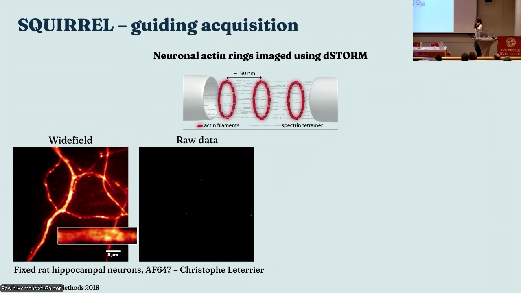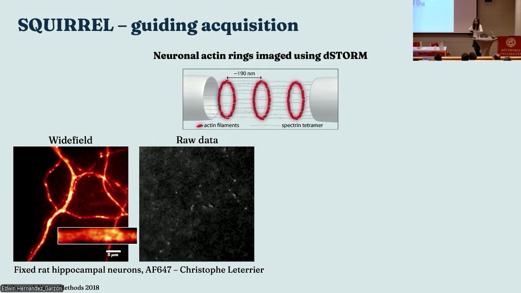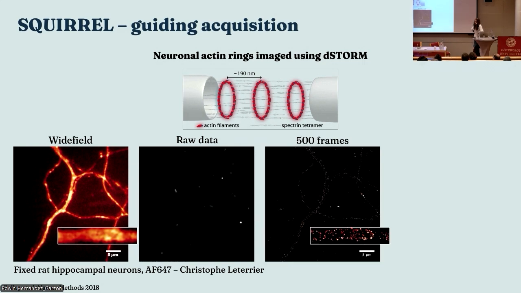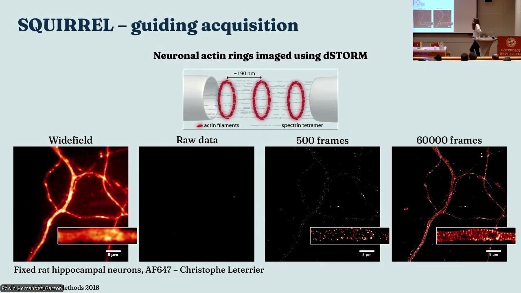Now a question that a microscopist or a biologist might have is, well, how many frames do I need to image in order to get a nice super resolution reconstruction? If you go for 500, that's clearly not enough. You haven't sampled your data fully. You're just missing loads of stuff. If you go to 60,000, then, oh, brilliant. We start to see these stripes come out. Actin forms these rings along the neurons. But is 60,000 enough? Is it too much somehow?